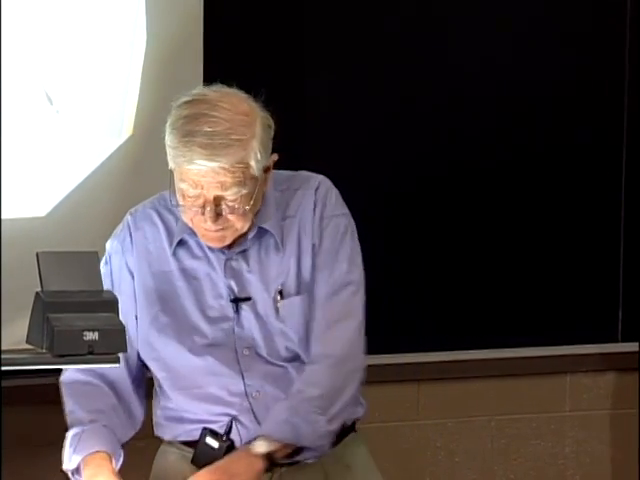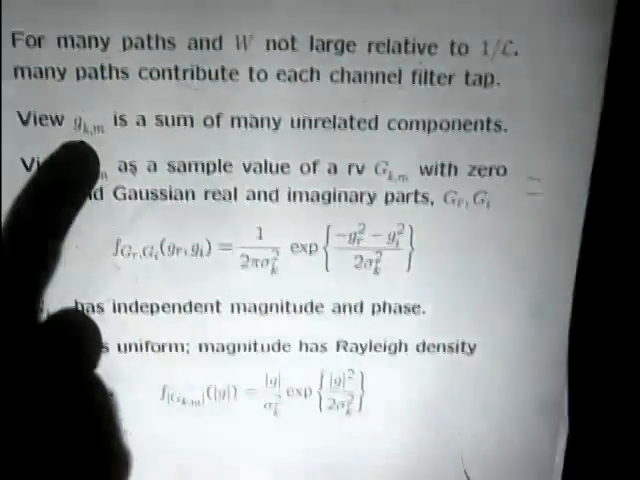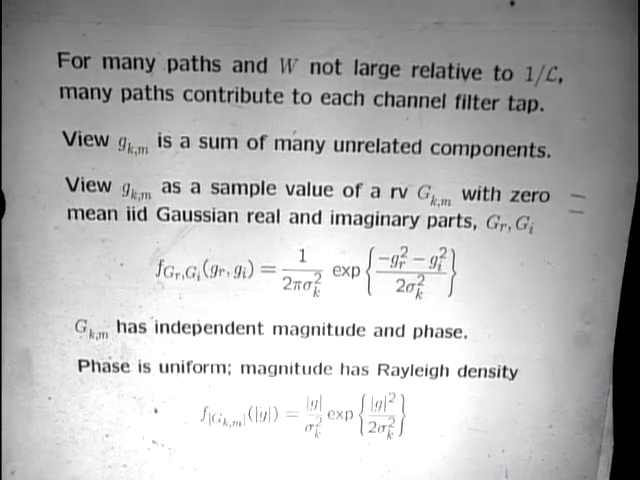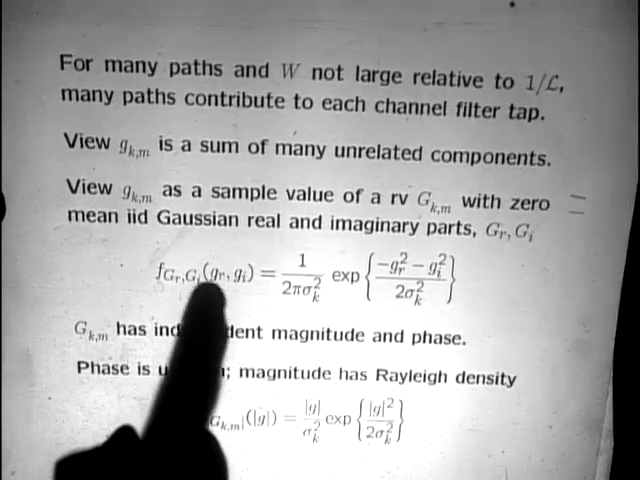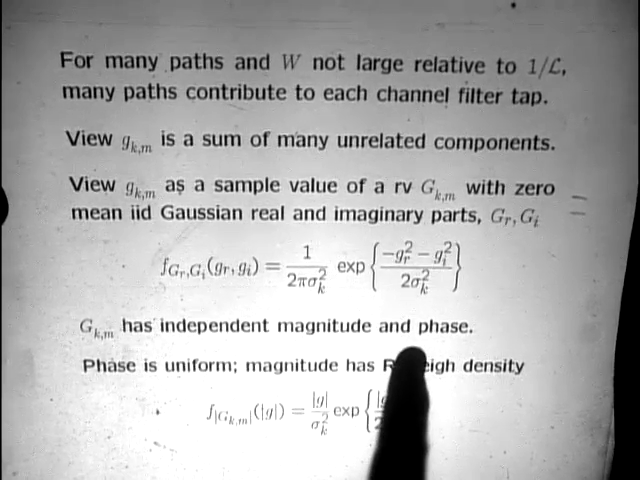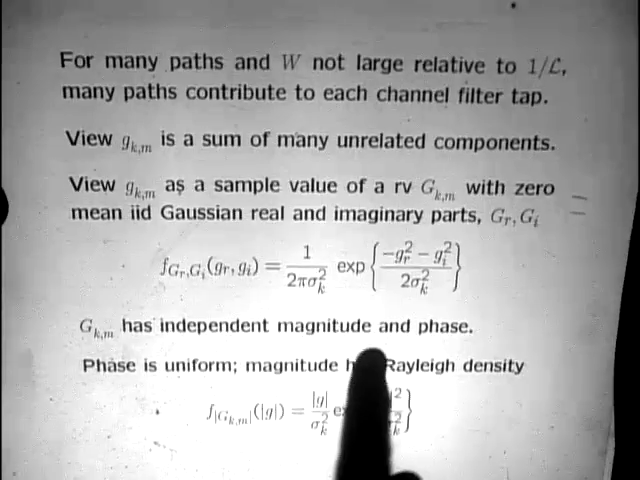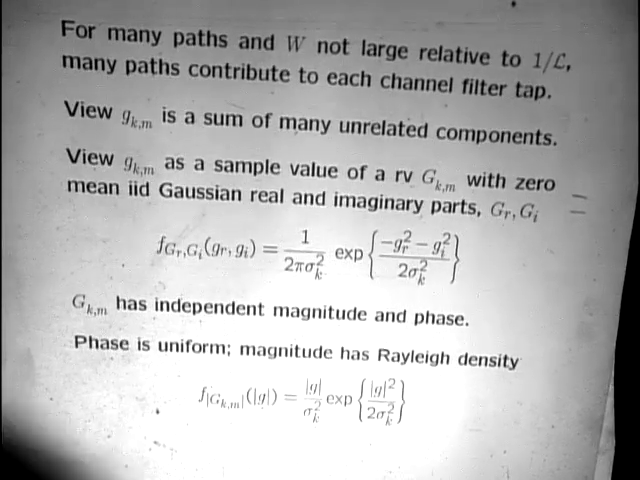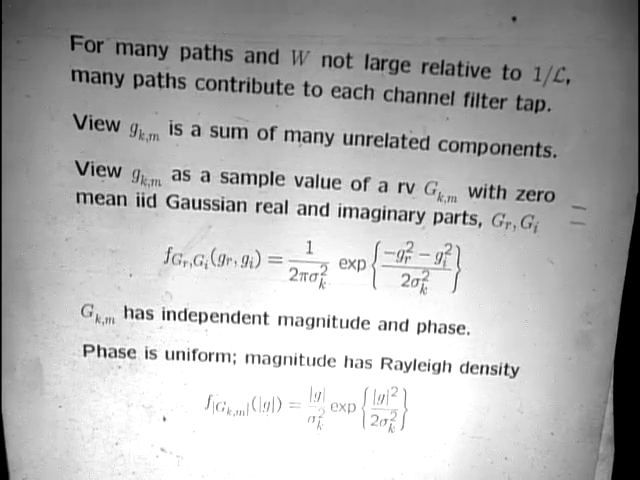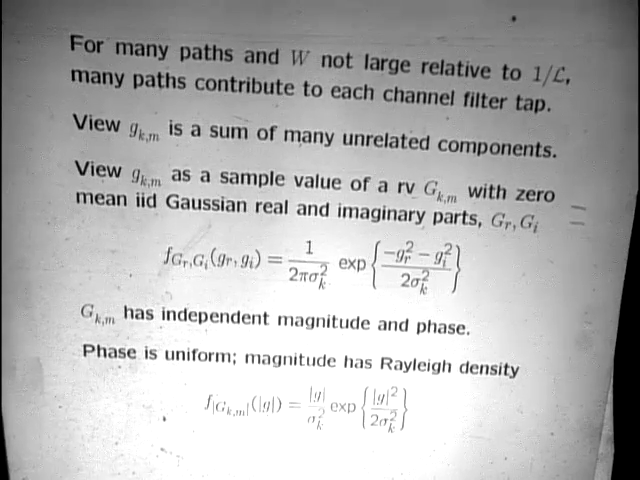Okay, so you're going to view each of these taps in this time-varying filter as a sum of lots of unrelated components. And therefore, we're going to take the density of these taps in a statistical model as being jointly Gaussian, a proper Gaussian random variable for each of them. What happens at different taps is jointly Gaussian. So what we wind up with is a model for wireless channels where the channel itself is a Gaussian random process, and it's a Gaussian random process both in tau and in t.